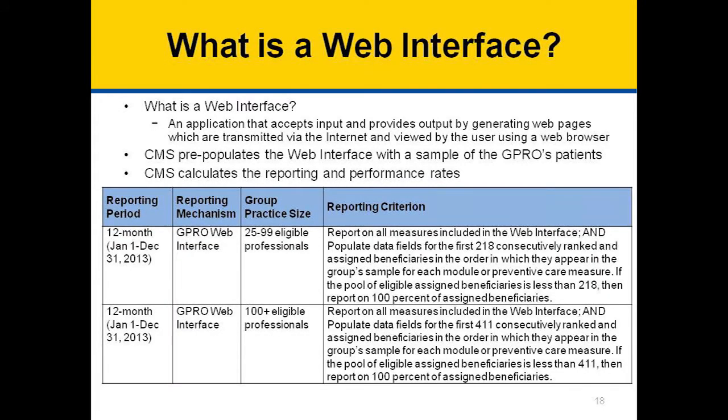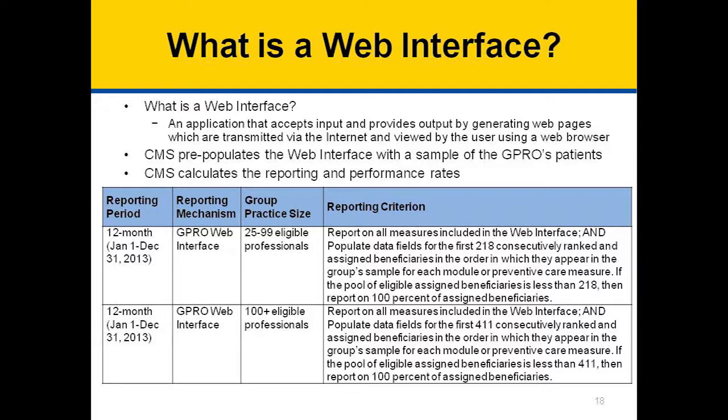What is a web interface? It is an application that accepts input and provides output by generating web pages which are transmitted via the internet and viewed by the user using a web browser. CMS pre-populates the web interface with a sample of the GPRO's patients, and CMS calculates the reporting and performance rates from this data. For groups between 25 and 99 eligible professionals, the group must report on all measures included in the web interface and populate data fields for the first 218 consecutively ranked and assigned beneficiaries in the order in which they appear in the group sample for each module or patient care measure.